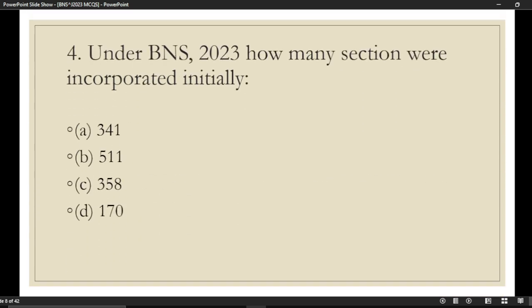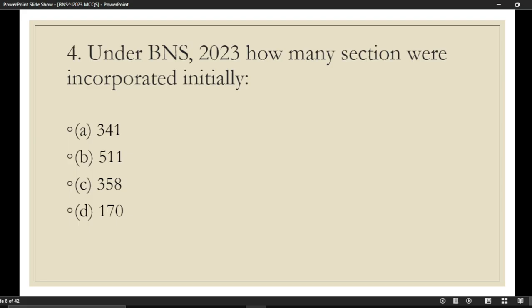Next question is, under Bharatiya Nyaya Sanhita, how many sections were incorporated initially? So we are talking about the total number of sections under the Bharatiya Nyaya Sanhita. Is it 341? Are there 511 sections, 358 sections, or 170 sections?